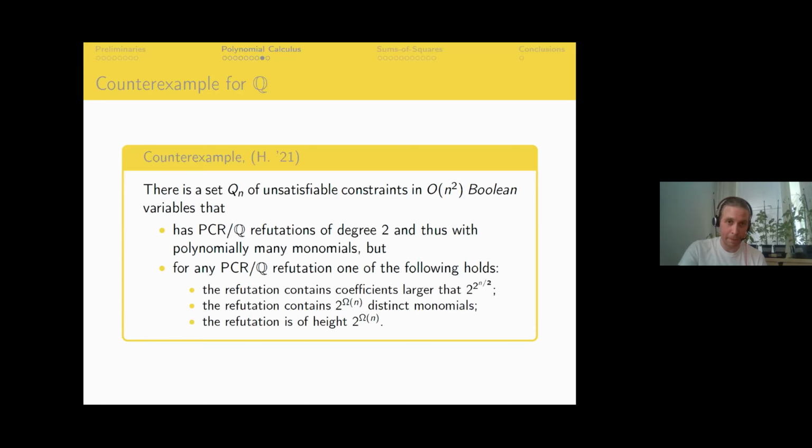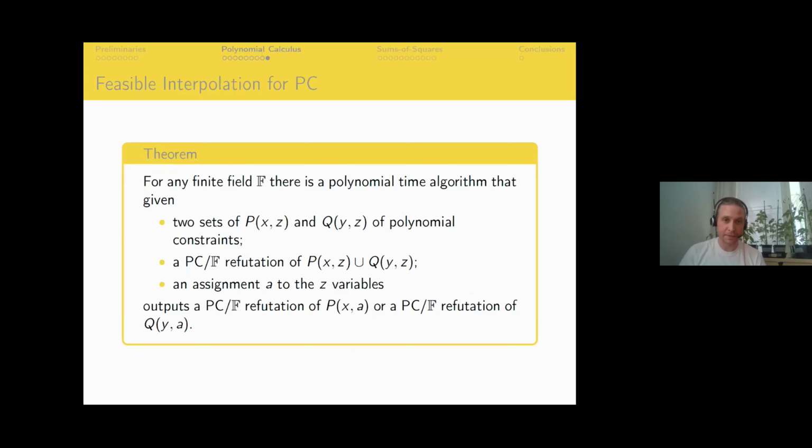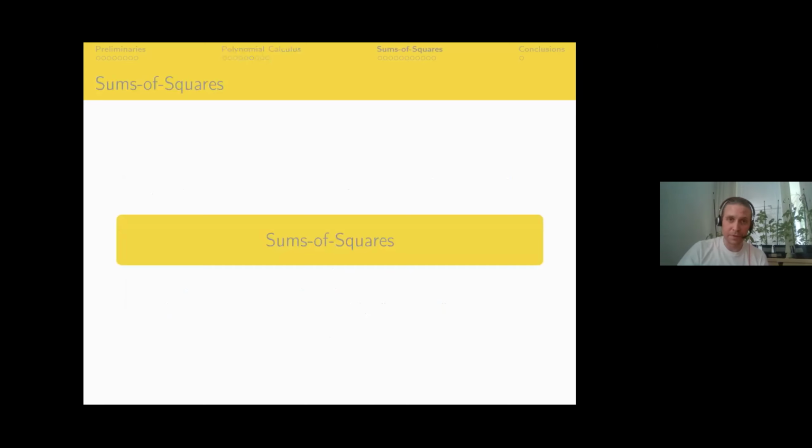Okay, so in the end we get this feasible interpolation for polynomial calculus for any finite field, as stated also previously. So we can find a refutation of one of the conjuncts. Okay. So before going to sums of squares, does anybody have questions?